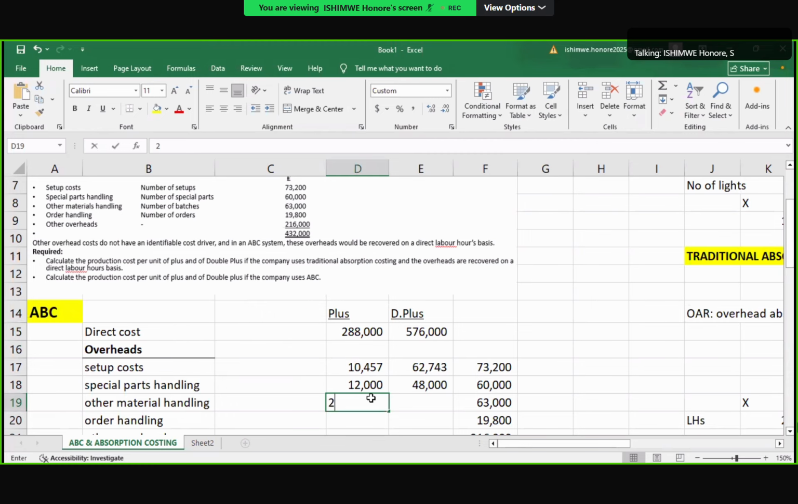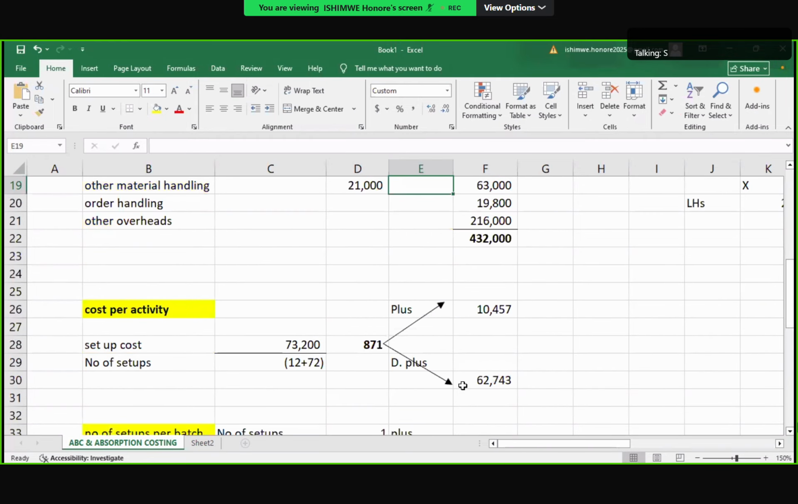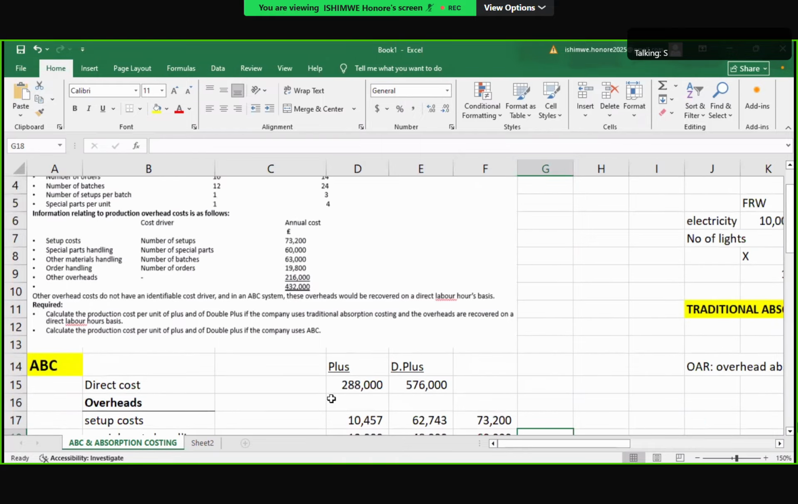Yes, I can hear you. I would like you to tell me what gave you the hint on setup cost, because I might think they're giving us the setups. All right. Okay, let me come back on that.